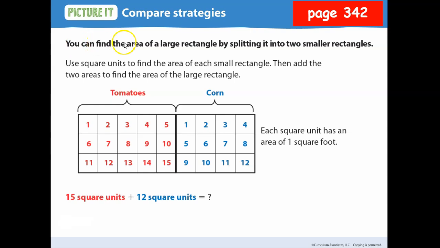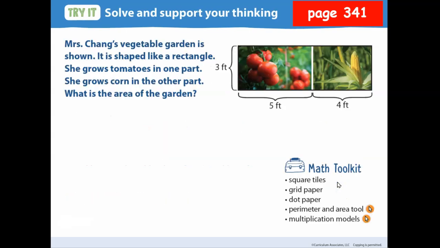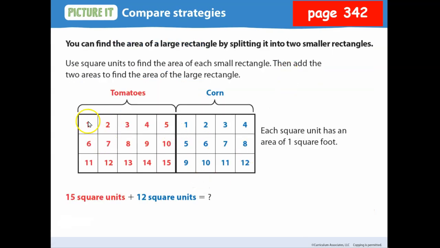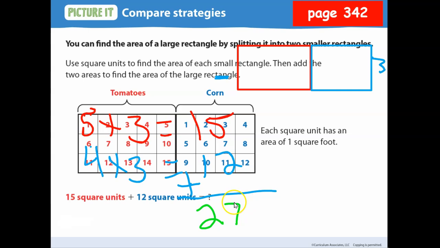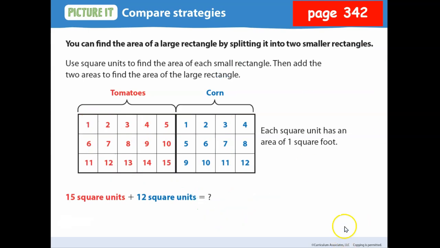On 342, it says you can find the area of a rectangle by splitting it into two smaller rectangles, which we did. Look, two smaller ones. The tomatoes were 3 by 5, which was 15. The corn was 3 by 4, which was 12, and then they added 15 plus 12. We got 27, right? 27. So that was one way to do it.